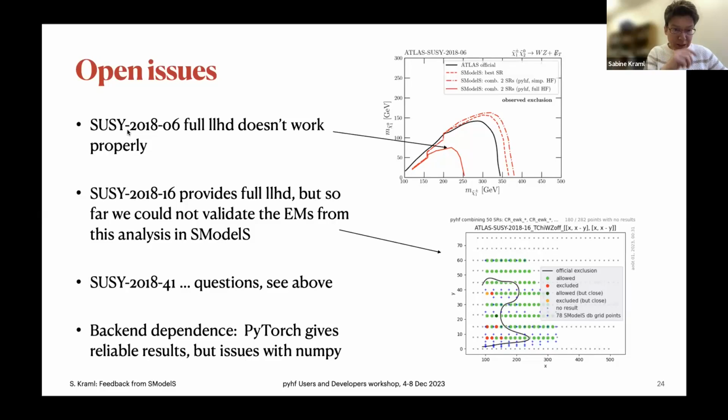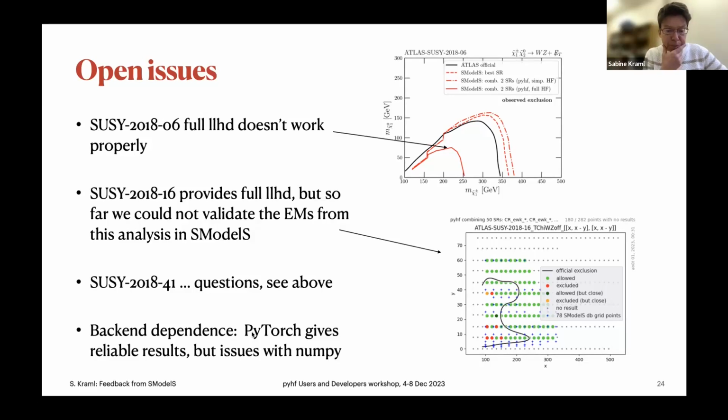But in sequence, this issue with the likelihood from 2018-06 is a long-standing issue and never got resolved. There's a GitHub issue on that one and so on. So in the end, we gave up. Okay, good. But it's not just a strange behavior. For SUSY 18-16 that we can't reproduce, this is probably an issue with the efficiency maps. It has nothing to do with PyHF itself.